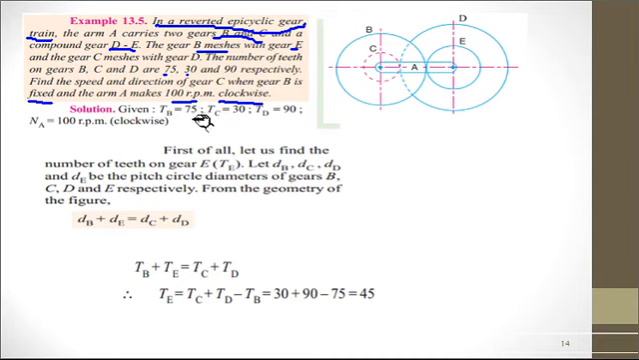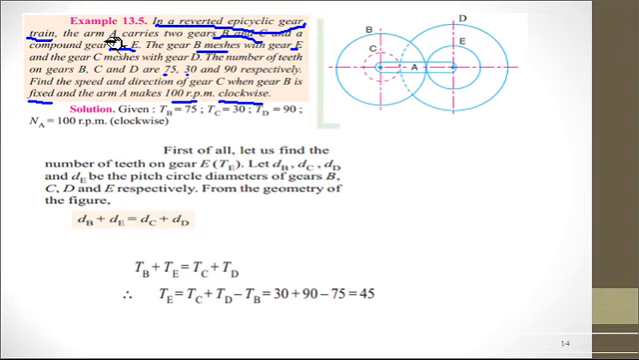So now we are using a tabular method for solving the problems. In the tabular method, we have some fixed conditions. By applying these conditions to the problem, we find out the unknown velocity and direction of the gear wheels.